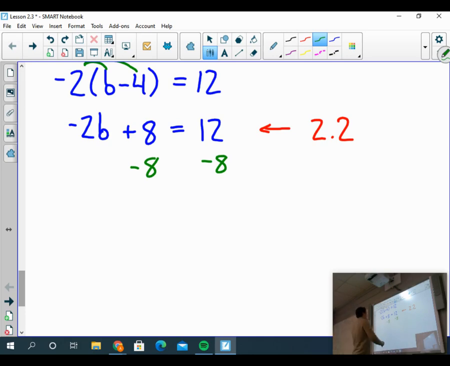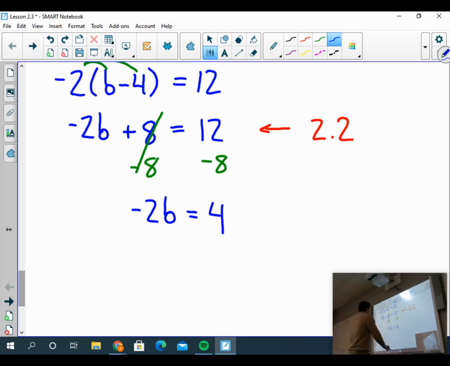How do we remove the positive 8? Well, we subtract 8 from the left side. That will cancel out with the positive 8. And we also subtract 8 from the right side. On the left side, that leaves me with negative 2b. And on the right side, I am left with 4. 12 minus 8 is 4.